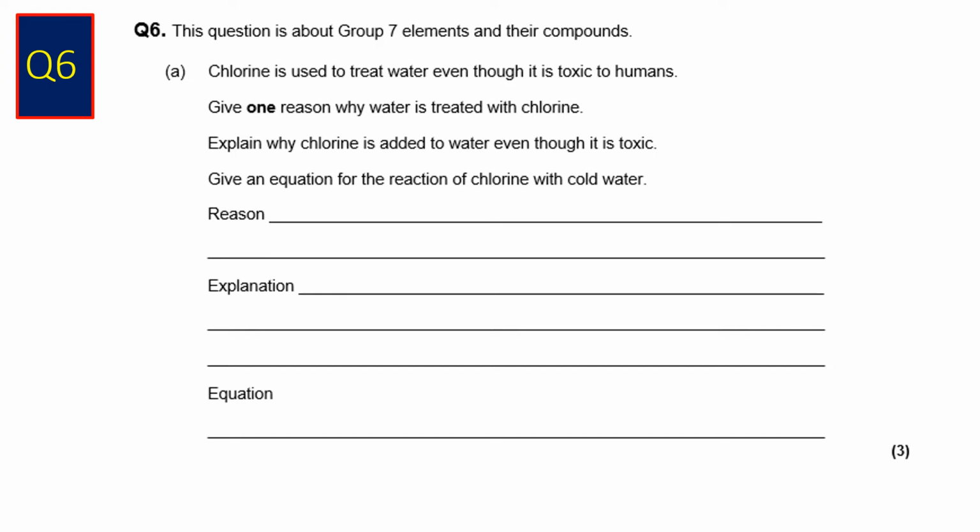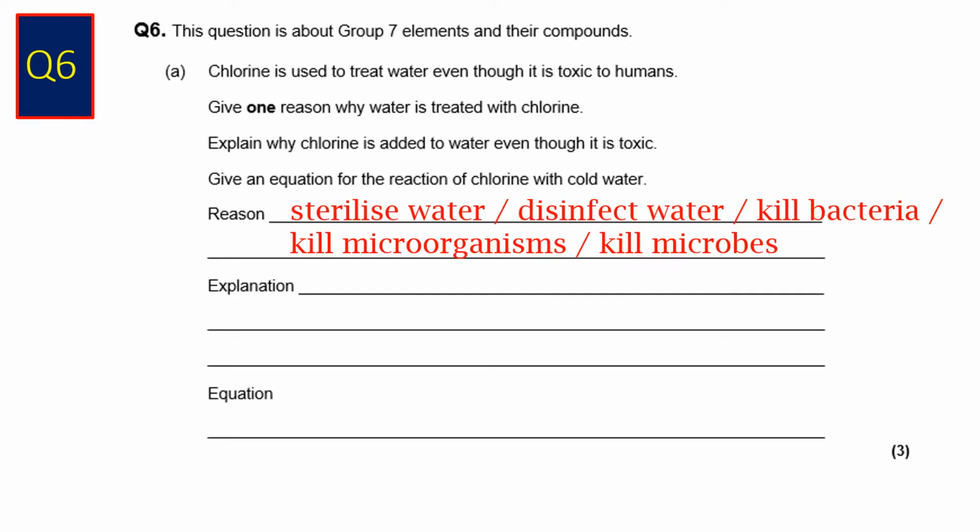So on this question it was the emphasis for each part that we got a bit muddled on. So we were generally confident with the reason we add chlorine, that is to sterilise water, kill microorganisms, any words to that effect. And we generally knew that. Now the explanation, lots of you said, well, we sterilise it so that it's safe to drink. But actually it's asking, why do we use chlorine even though it's toxic?